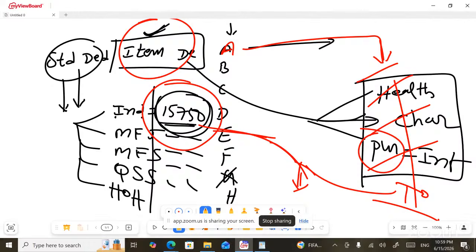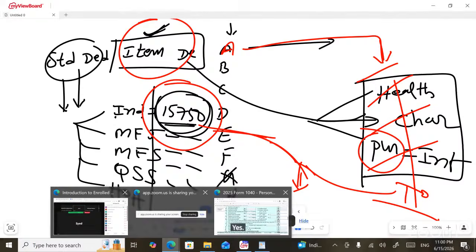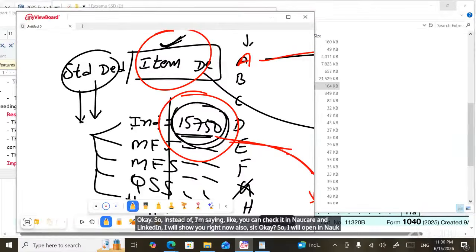Any more doubts? After completing the course and clearing the certification or examination, what will be the job opportunity in this field? Can you explain? You can check it on Naukri and LinkedIn. I will show you right now. We'll open Naukri and check it from there itself.